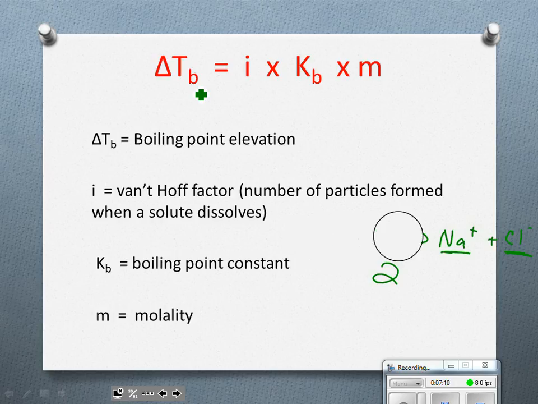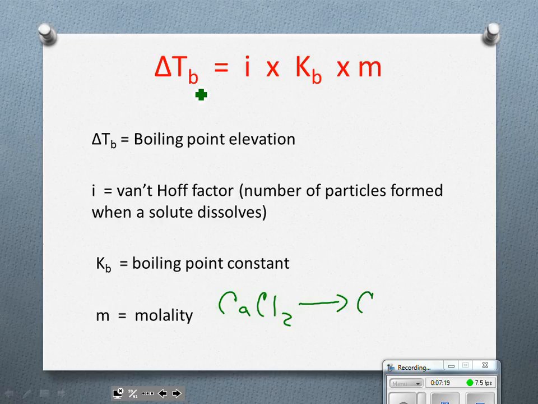Now, similarly, we did another one. Calcium chloride, right? It dissociated into Ca2+ and Cl-, but there were 2 Cl-, right? So how many things did that dissociate into? 3. So what do you think Van't Hoff's factor is for calcium chloride? 3.